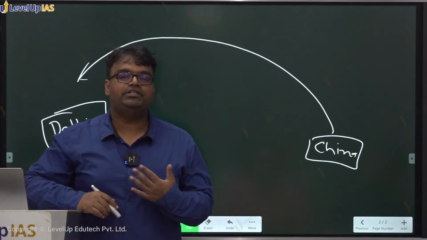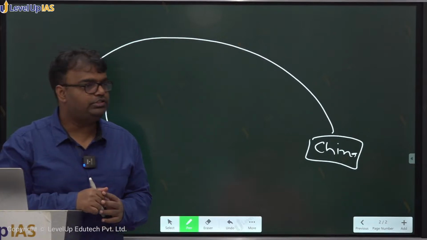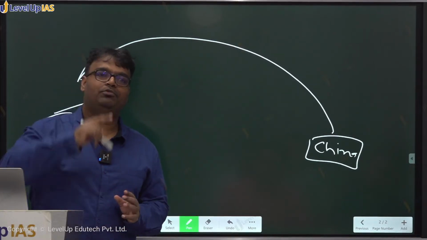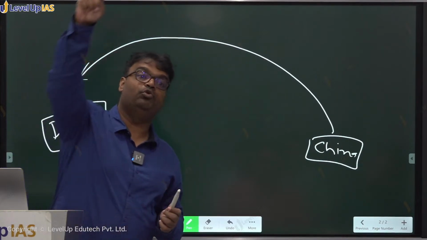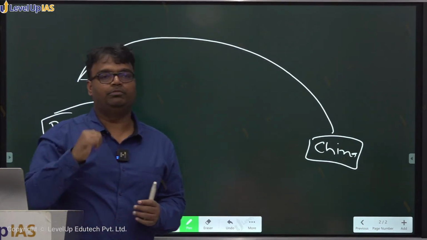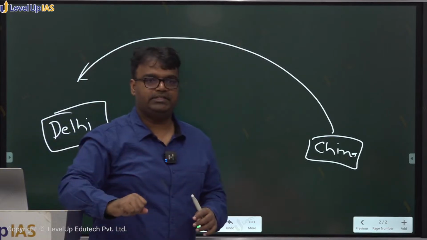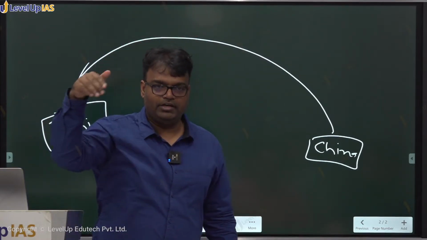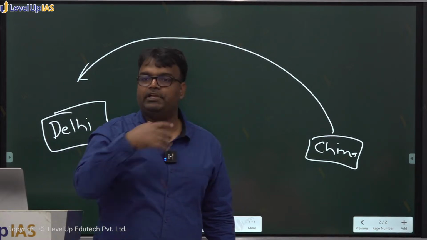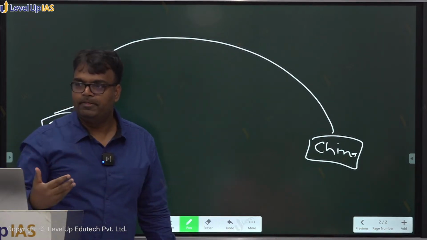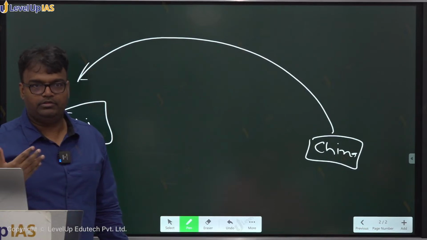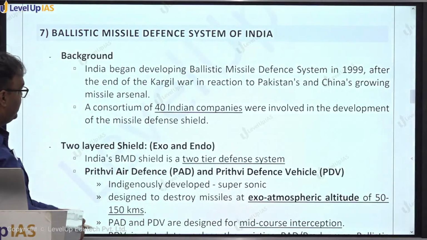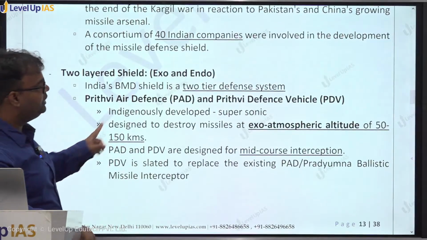So in the ballistic missile defense technology we have developed, there are two stages. One is the exo-atmospheric stage, when the missile is in the upper part of the atmosphere. The other is the endo-atmospheric stage. The exo-atmospheric stage is simple, it's easy to target it there when it is moving slowly. The endo-atmospheric stage is a bit advanced, a bit difficult, because the speed of the missile is much higher here. So we have a two-layered shield, exo and endo.